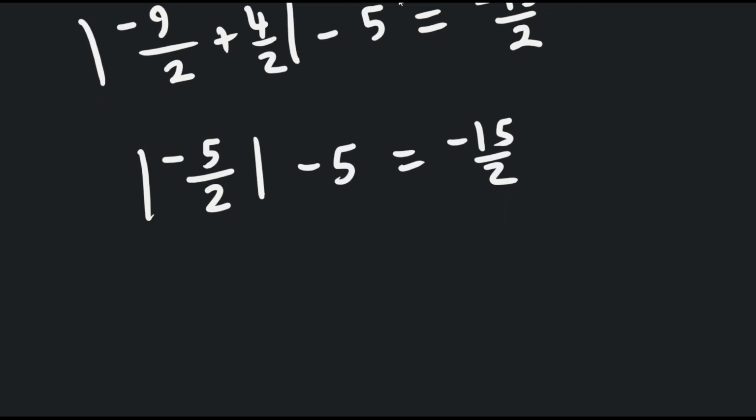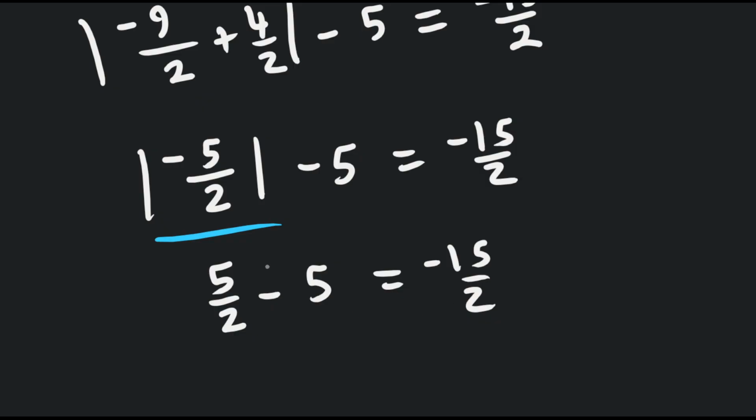And what's the absolute value of negative 5 over 2? That is positive 5 over 2. Minus 5 equals negative 15 over 2. And again, to have the same denominator when subtracting these fractions, so 5 over 2 minus 5 over 1, the least common denominator is 2, so 5 over 1 can be written as 10 over 2.